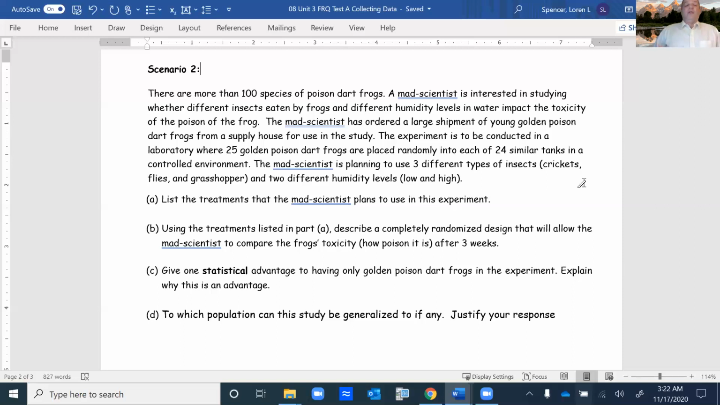Anyway, I needed to list all the treatments, and I just mentioned them all. The next one says, using the treatments listed in Part A, describe a completely randomized design that will allow the mad scientist to compare the frogs' toxicity after 3 weeks. So basically, I need to randomly assign all the frogs that I got. Well, we know we have 600 frogs. You need to sit there and go, okay, we have 25 times 24, so we have 600 frogs, and we have 6 treatment groups. So basically, there'll be 4 tanks of each type of treatment.